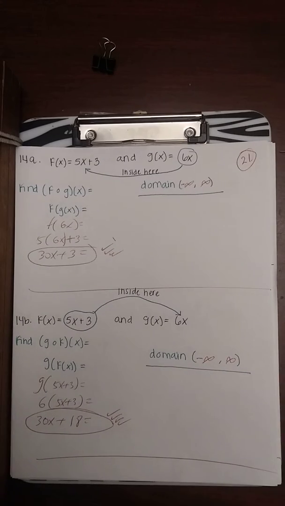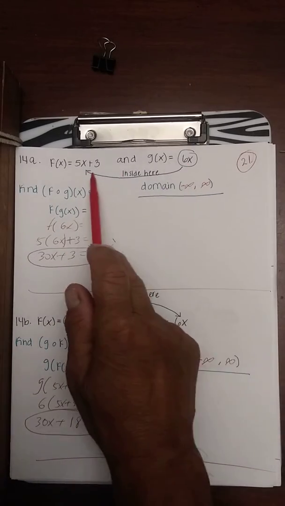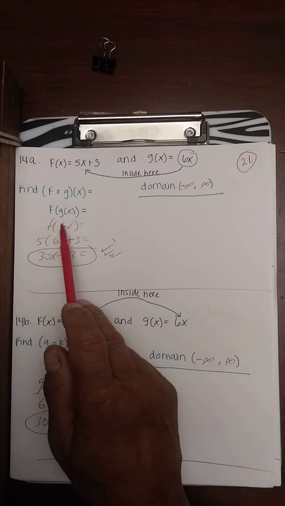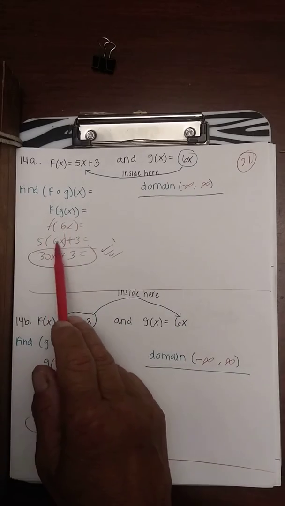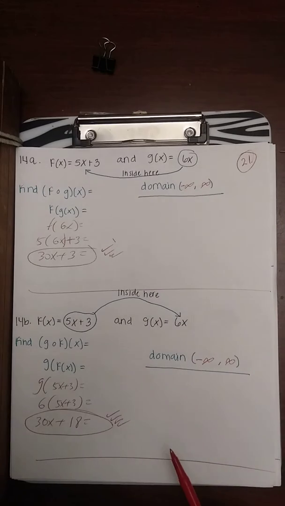Alright, next one. F circle g of x. F circle g of x means put this one inside here. So it goes right there. And then 5 times 6x plus 3 is going to be 30x plus 3. Negative infinity to infinity is the answer.